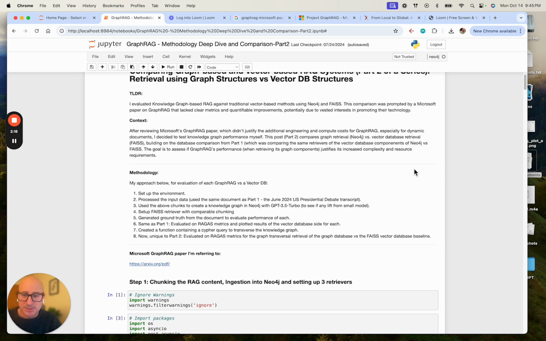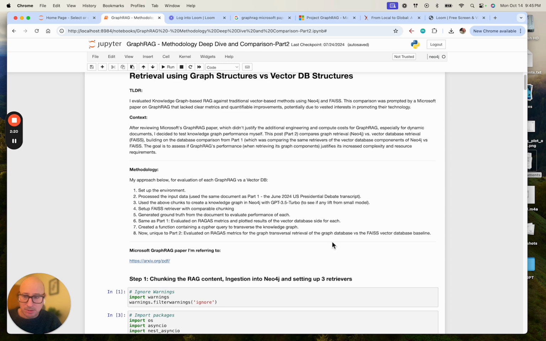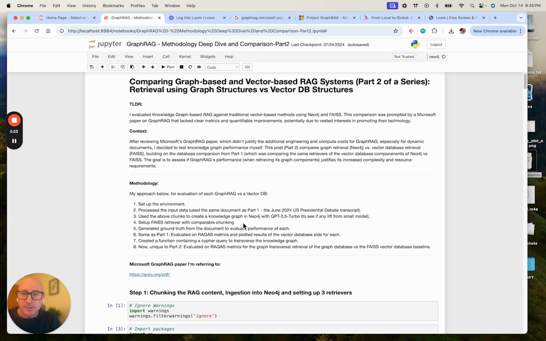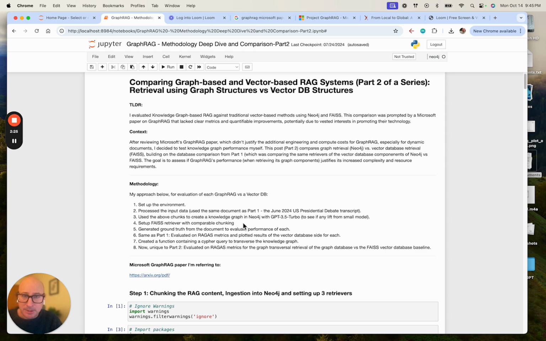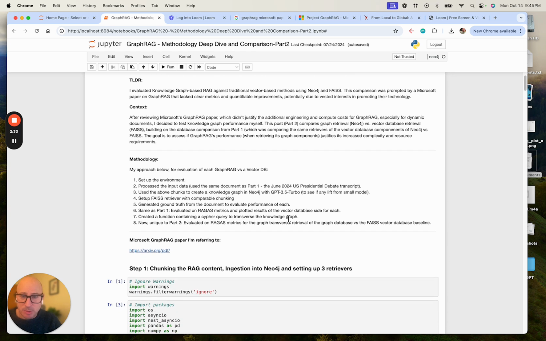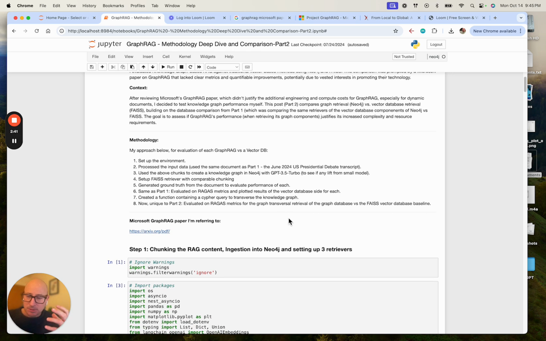So I created this comparison, and I want to walk you through it in the video relatively quickly. What this does is literally I used GPT 3.5 Turbo to create a knowledge graph in Neo4j. And then I had FAISS, the FAISS retriever, set up with LangChain with some sort of comparable chunking that I could find, as far as I could research, everything equal, at least as much equal as I could.